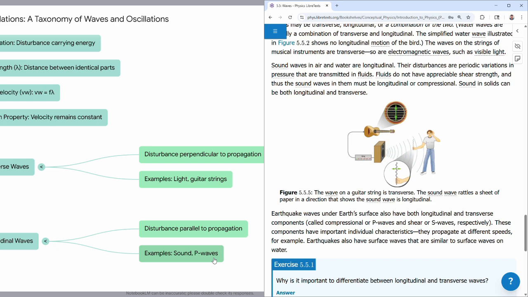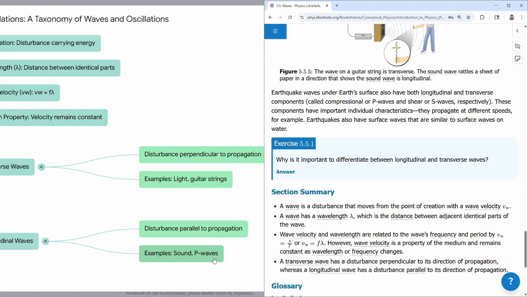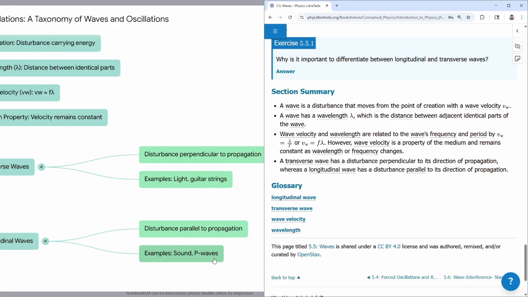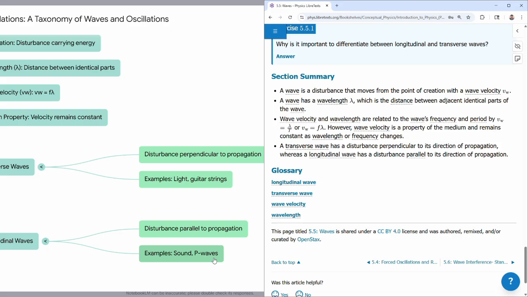But if it's important to you which is faster, look it up. Don't quote me on that. I'm not a geologist. I'm just trying to remember something I read a long time ago. So those are the two types of waves.